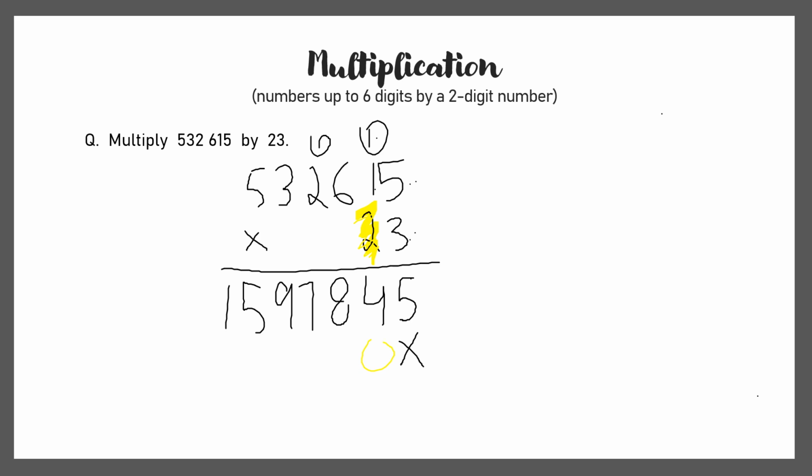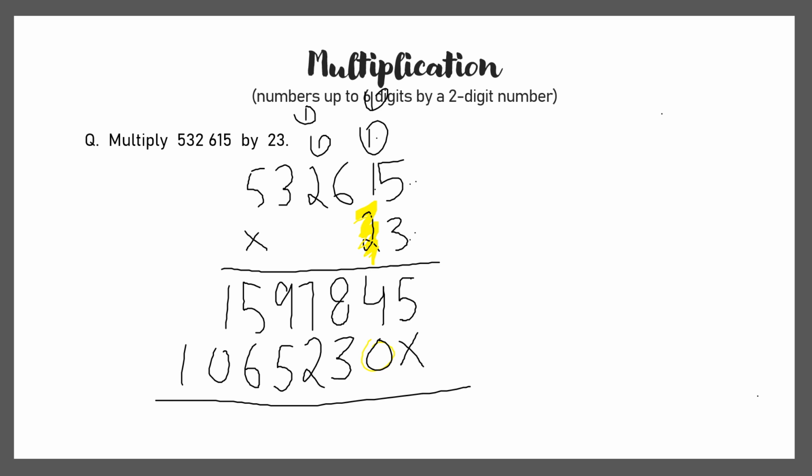5 2s are 10. 0 and 1 goes here. 2 1s are 2 and plus carry 3. 6 2s are 12. 1 here. 2 2s are 4 and plus 1, 5. 3 2s are 6 and 5 2s are 10. So now the two steps are complete. In this step, we multiplied this whole number with only 2. We ignored this 3. Okay, now our final step is we will just add these two lines.